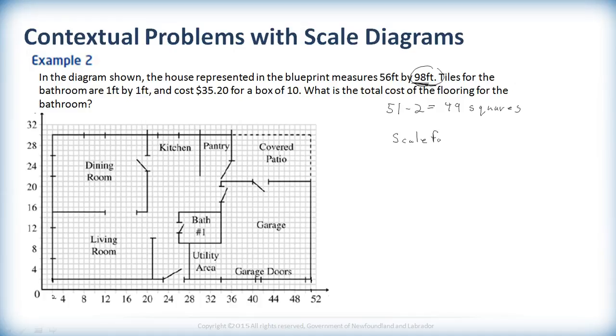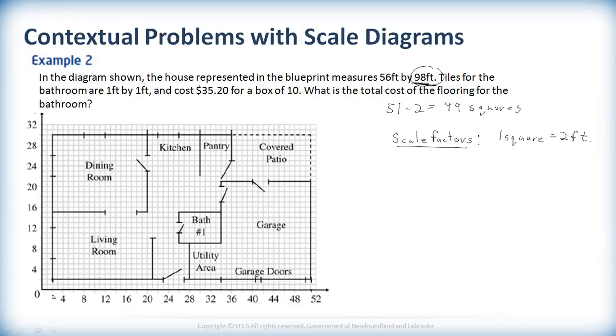and it's strange to write this scale factor with units in it, but in this case, the grid doesn't have units written on it, so we don't know if those are inches or centimeters. So we're going to say that 1 square equals 2 feet, and that's another way that you can write a scale. So we can say 1 square equals 2 feet because we've got 49 squares to represent 98 feet. So I think that makes sense.